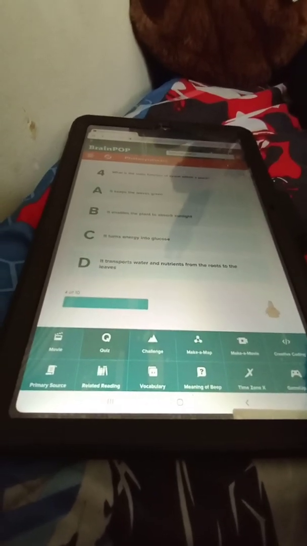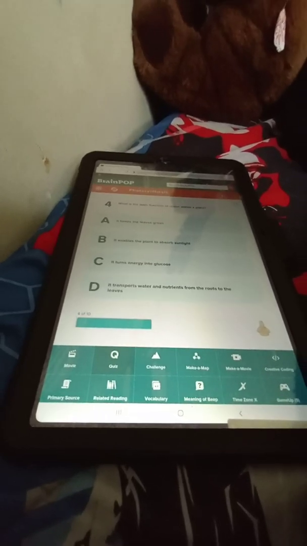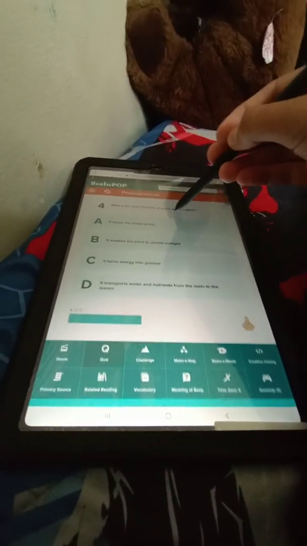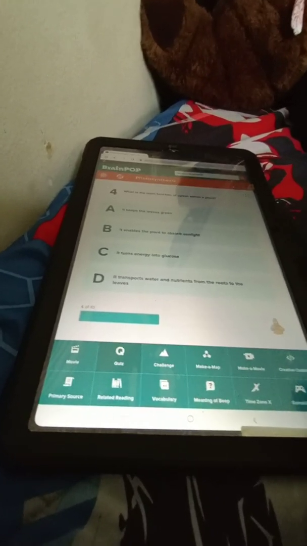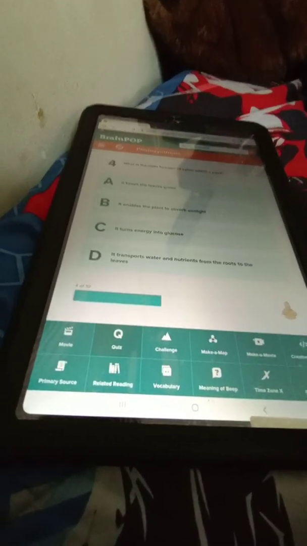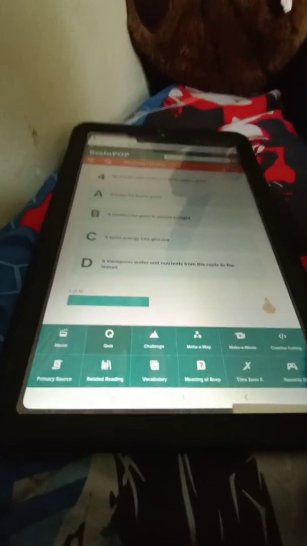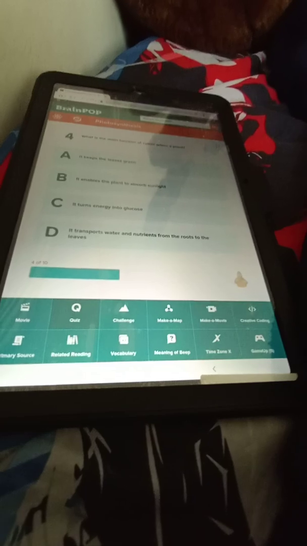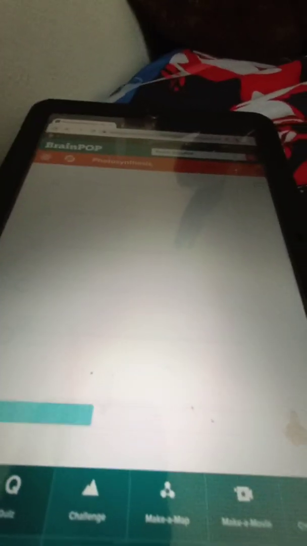Number 4. What is the main function of xylem in a plant? I'll pronounce xylem right? Yeah, I think it's xylem. Okay, 10 seconds. 5, 4, 3, 2, 1. And the correct answer is D. The correct answer is D, everyone.